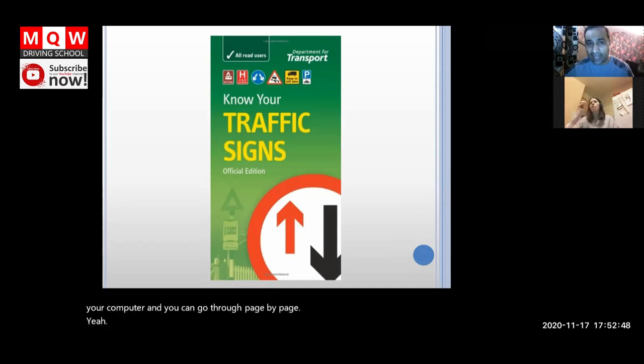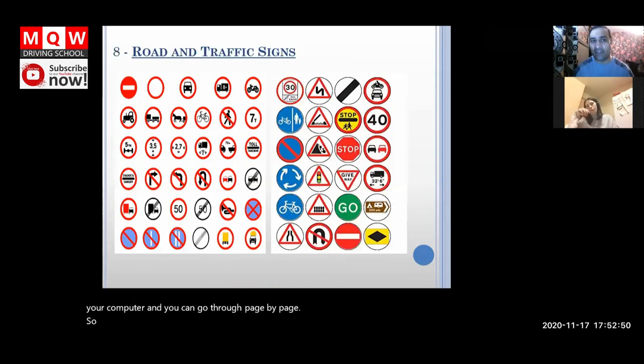So what's inside this one is your traffic and road signs. First of all, when you see a sign in a red circle, it means you are not allowed to do this. They're like orders for you. Whatever the picture inside is, that is what you should not do.